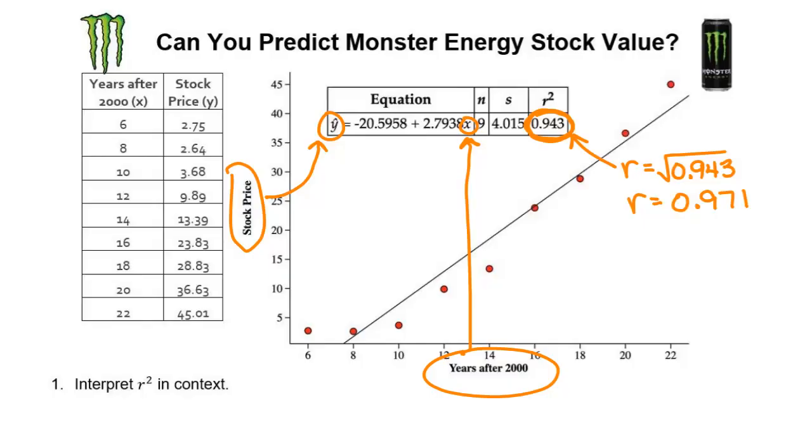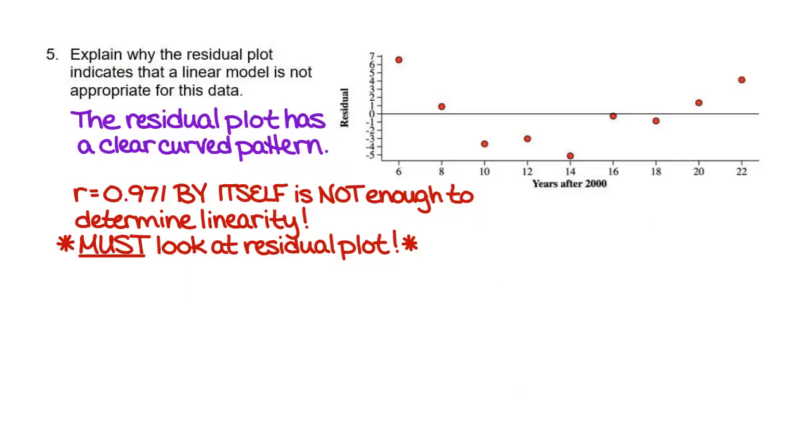If you don't have the line of best fit on your scatter plot, and all you have is a scatter plot and summary statistics, you have to do the best you can with what you have. When you have the residual plot, you want to look at that for linearity. All right, let's flip the page.